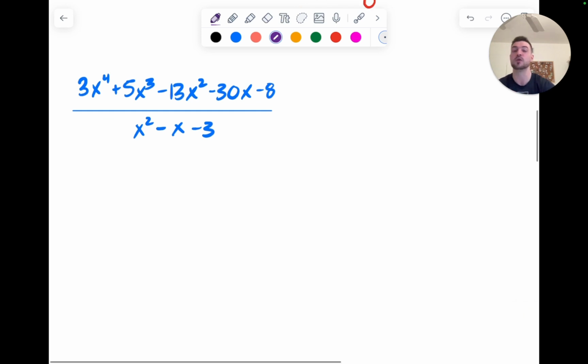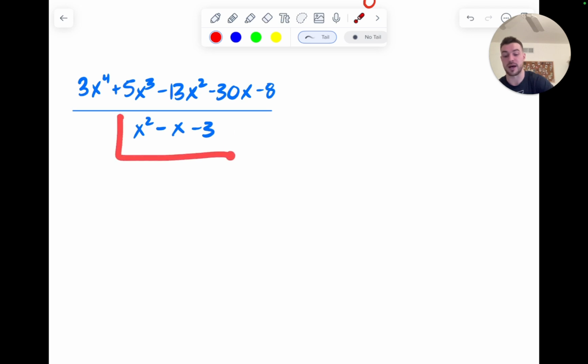So I am going to divide 3x to the fourth plus 5x to the third minus 13x squared minus 30x minus 8 by x squared minus x minus 3. So it's a little bit more complicated because we are dividing by a bigger polynomial here. This is a quadratic and there are 3 terms to it. So here's how I'm going to do this.